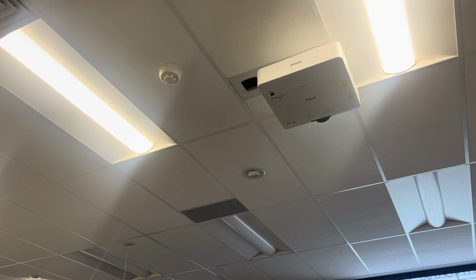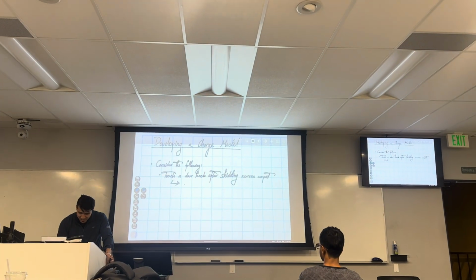So let's consider the following. What happens when you touch a doorknob after skidding across the carpet? Yes, you get shocked. You've done this before. So you touch a doorknob after skidding across the carpet. What results is a shock.